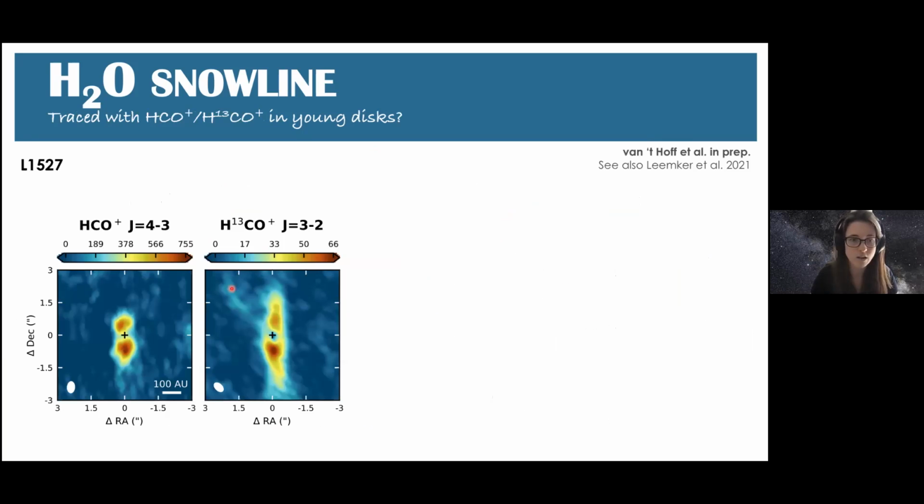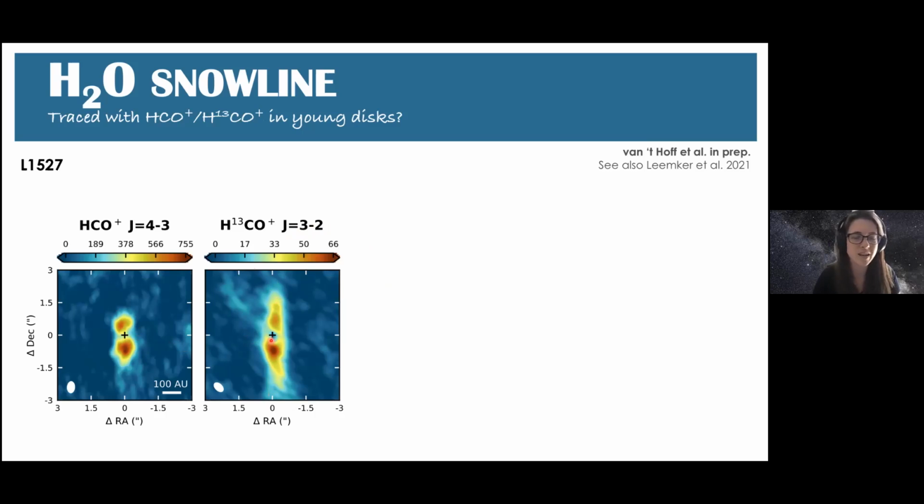And so I looked at some archival observations of the young disk L1527 to see if we could say something. And I will go quickly over this because I see I'm running out of time. So this is a disk, it's edge on. Let me see, this is the major axis of the disk. And at a first glance, you would say, well, there is less emission in the center. So we're seeing the same thing as what we saw for these protostellar envelopes.